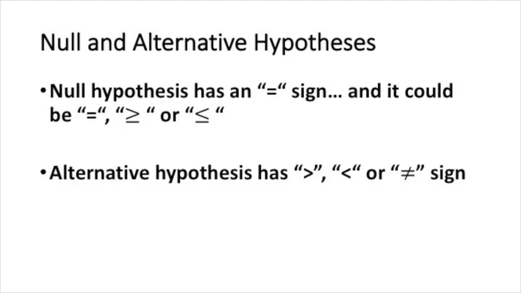When writing out your hypotheses, the null hypothesis always has an equal sign. It could simply be an equal sign. It could be a greater than or equal to, or it could be a less than or equal to. With the alternative hypothesis, you have a greater than sign, a less than sign, or a not equal to sign. With the alternative hypothesis, you never have an equal sign.